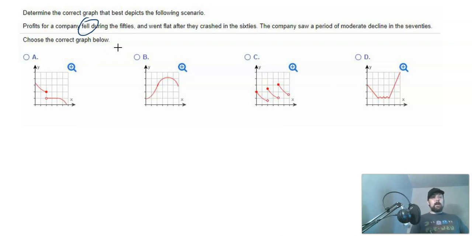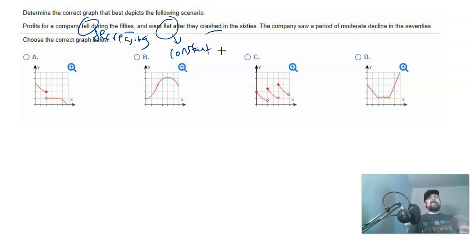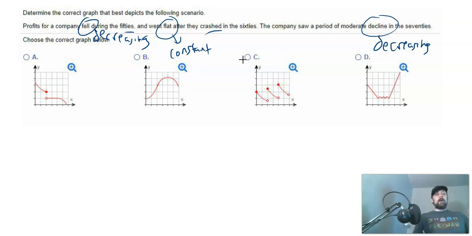All right, so if the profits fell during the 50s, if the profits are falling, the graph should be doing what? The graph should be decreasing if the graph is indicating the profits for that company for that period. Then it goes flat, which means the graph should be constant. After a crash, so maybe we'll be able to identify what that looks like in the graph in just a second, but what I'm looking for so far is a graph that's decreasing at first, then constant, and then a period of moderate decline, which means it starts decreasing again. And at no point is it ever increasing. So I'm looking for a graph that decreases, is constant, and then decreases again. So which of these graphs appear to exhibit that pattern?